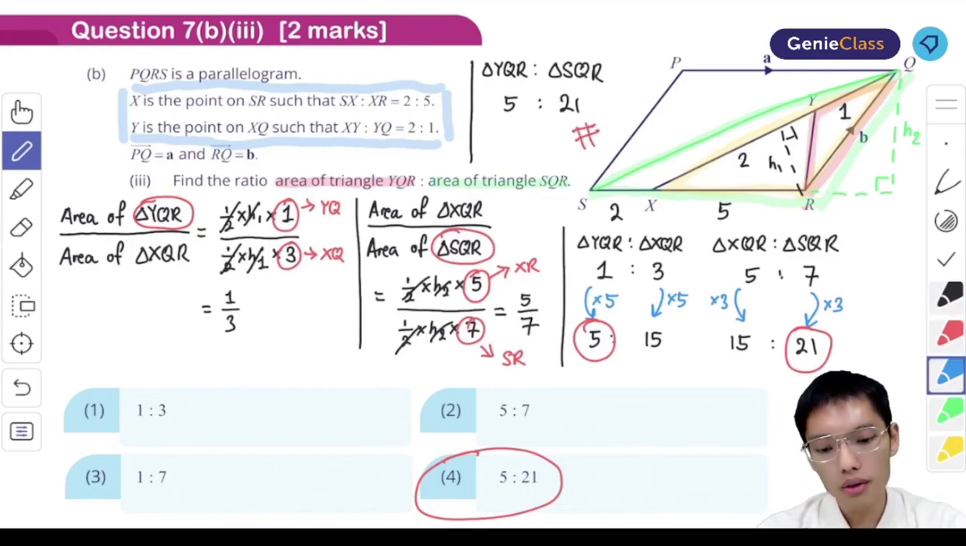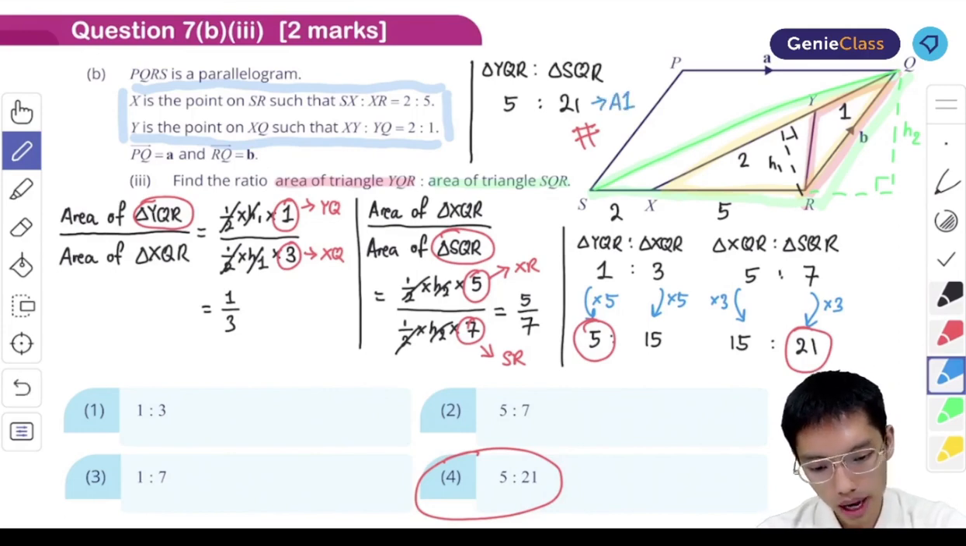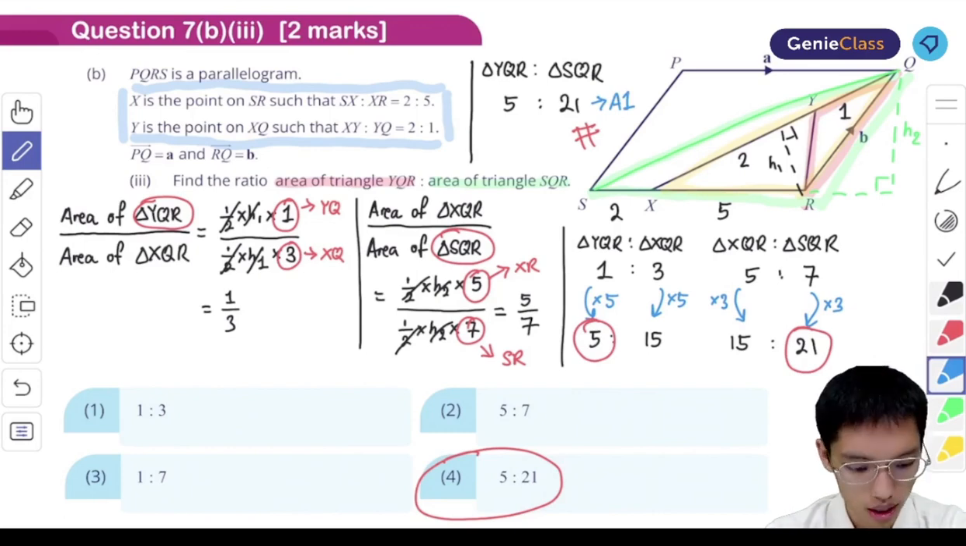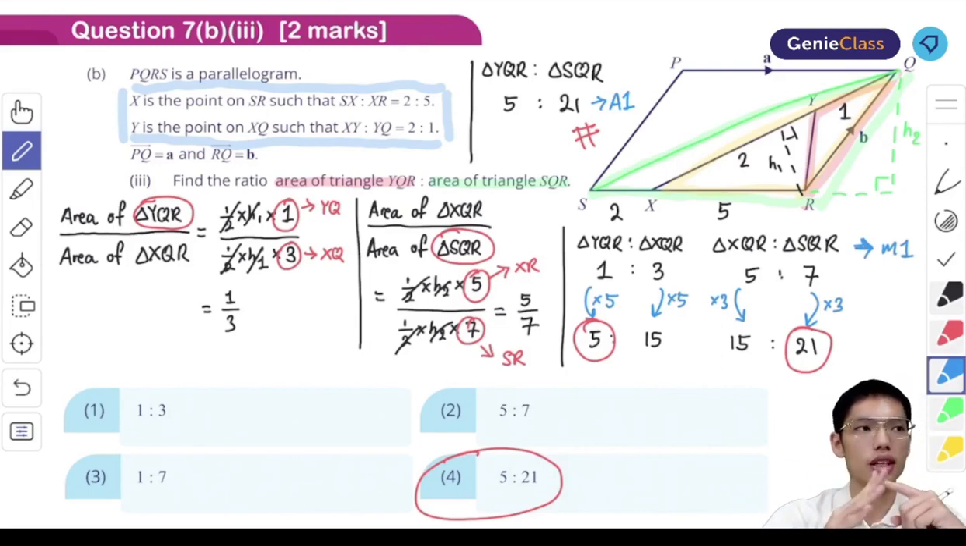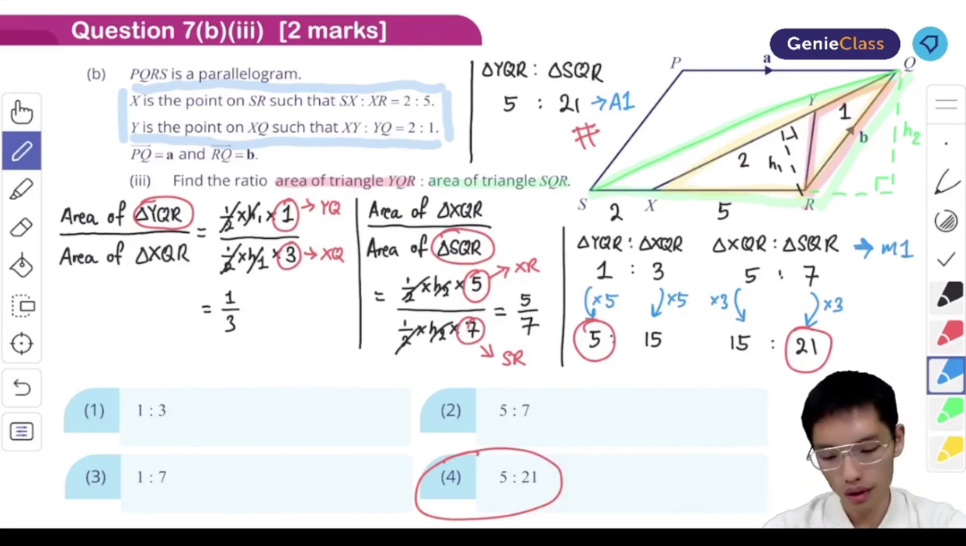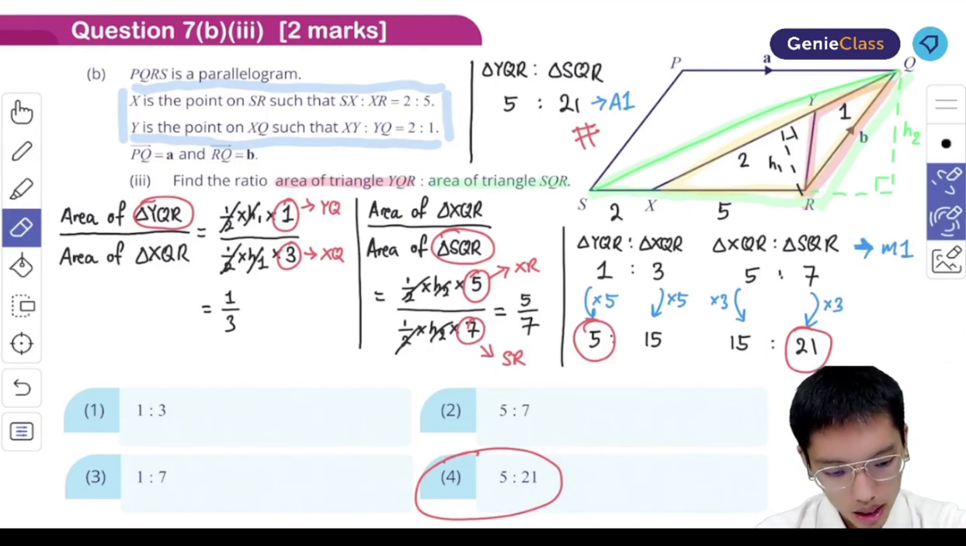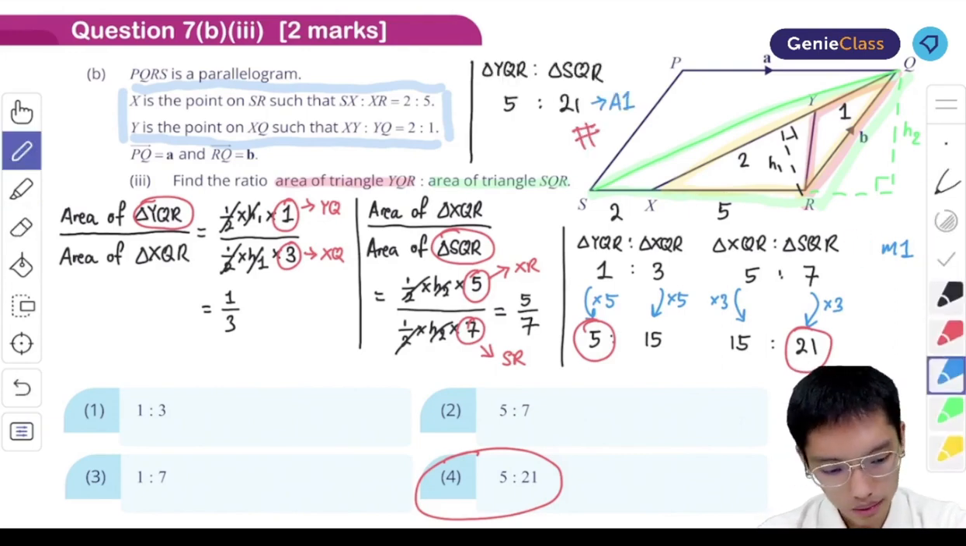How to know where the marks are coming from? Answer mark definitely here. 1 mark comes from how you actually link. Where do I write it? Link all this. You don't have to write all this, but as long as you show signs of combining the ratios, that is enough. So that is your 1 mark over here.